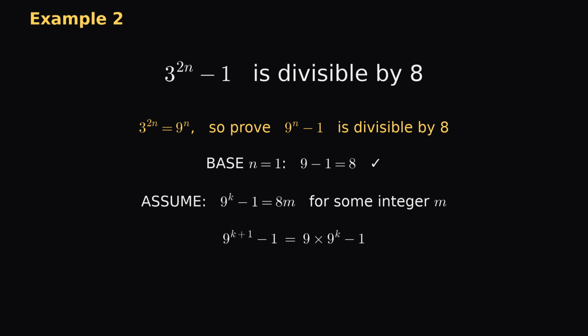The step. 9^(k+1) − 1 is 9 times 9^k − 1. And here's the move: add and subtract to manufacture the thing you assumed.